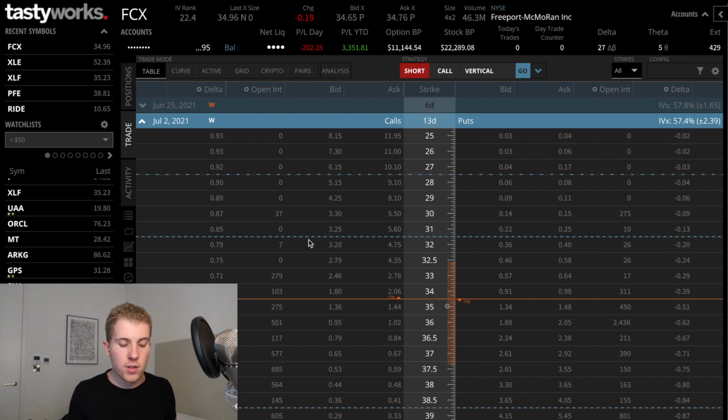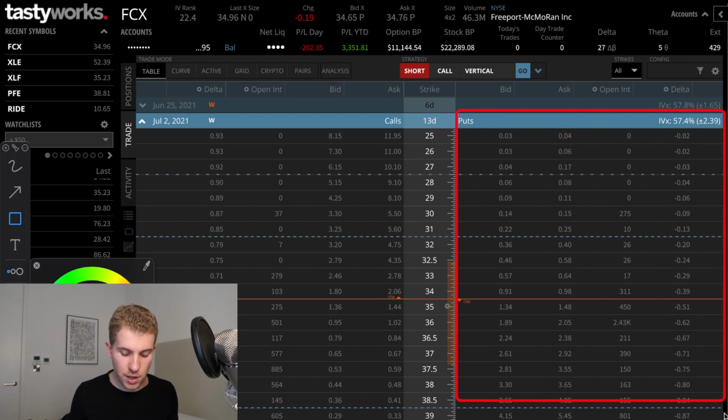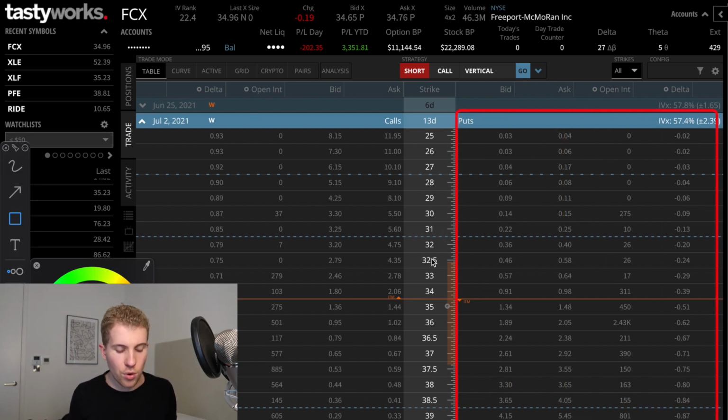So in that case, once we have chosen the expiration, we have to choose the strike. We need to start the first step of the wheel strategy, which is selling a put. So first thing, we need to look at the put section. On Tastyworks, it's going to be on the right. So you see that you have all of the different strikes.